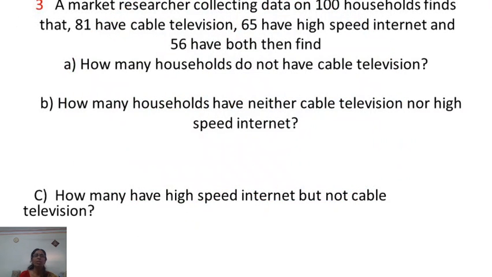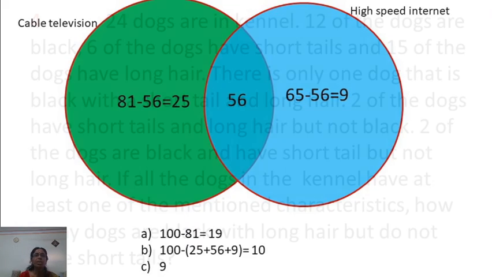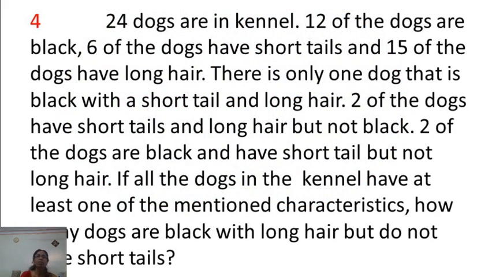Again, what is the third question? How many have high speed internet but not cable television? So this is not cable television, and this light blue part shows only having high speed internet. So this figure shows only high speed internet. So this 9 is the answer of our third part. We will see the next question, question number 4.